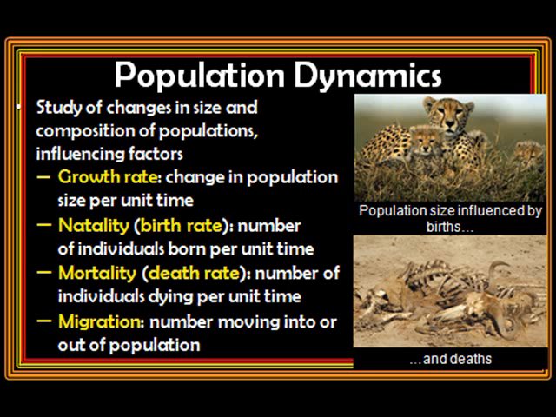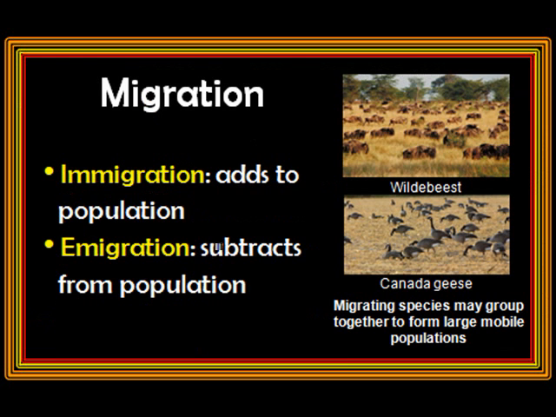The growth rate depends on three factors: natality, or the birth rate, so how many individuals are being born into the population in a given time period; the mortality, or the death rate, how many organisms are dying; and the migration, numbers moving into or out of the population.